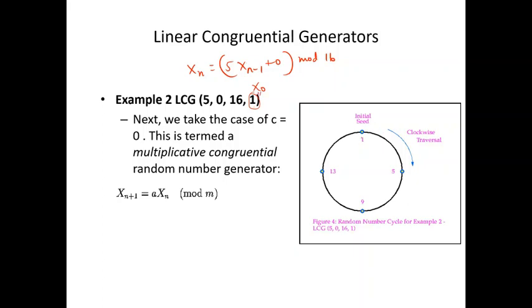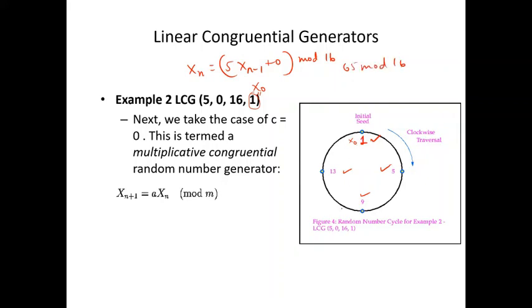So if you substitute x0 as 1 here, the seed value, I'll get the numbers. The seed value is the first number, 1, x0. Then I'll get x1 as 5 into 1, which is 5. Then x2 as 5 fives are 25 mod 16, which will be 9. And x3 as 5 nines are 45 mod 16, which will be 13. After that, if I put 13 as the previous value, 13 fives are 65 mod 16, which will again generate 1. So 16 fours are 64. If I do 65 mod 16, I'll get 1.